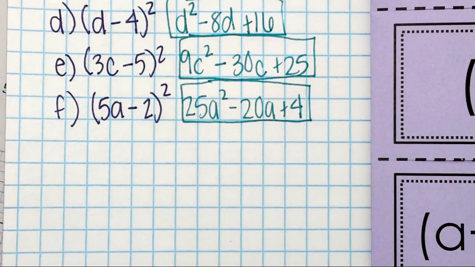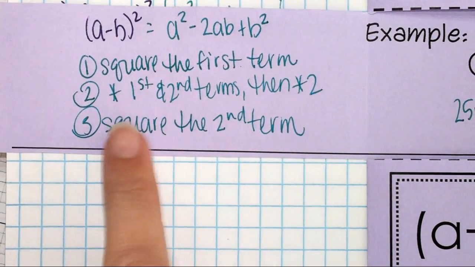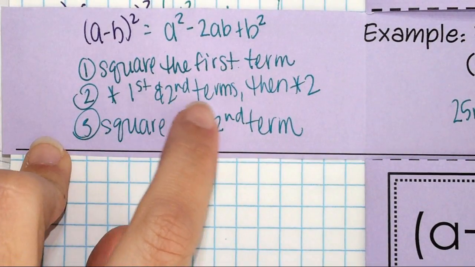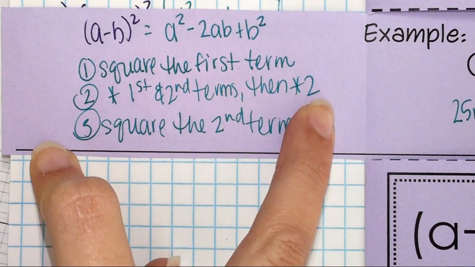Alright, I got 25A squared minus 20A plus 4. Wait, actually, 20. 5 times 2 is 10. 10 times 2 is 20. Everybody got it right. I thought it was 10. If everybody got it right, you may take a point. Multiply the first and second terms, then times 2. I'm talking about here.